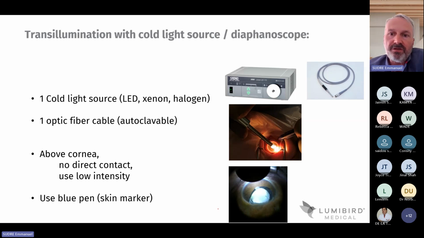So how to do transillumination? There are many possibilities. Any cold light source from the operating room can do the job. So we put the light cable over the cornea, not in contact, and use the blue pen, the skin marker, to draw the dots where to treat.